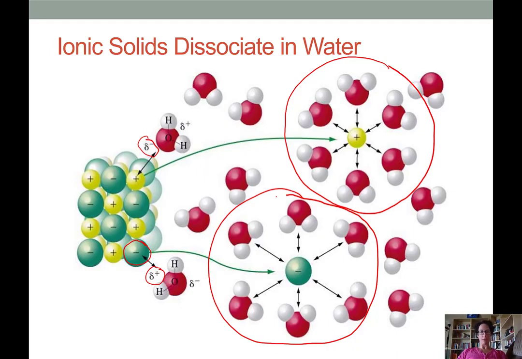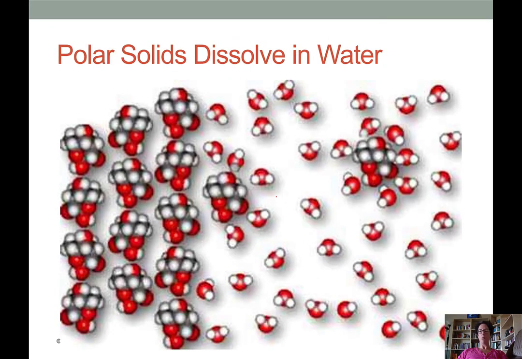Now I'm going to contrast that with what happens when we have a polar molecule dissolving in water. Now, if we think about the first case as being something like sodium chloride, you can take a teaspoon of salt, put it in water, and it dissolves. That's an ionic solid, and it would look just like the previous representation. But you can also take a teaspoon of sugar and dissolve that in water. But sugar is not an ionic compound.